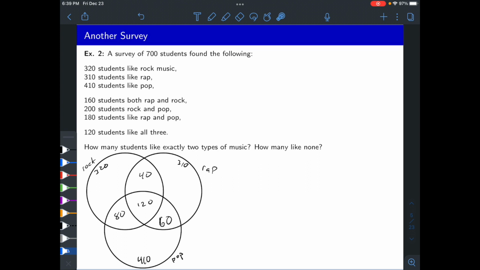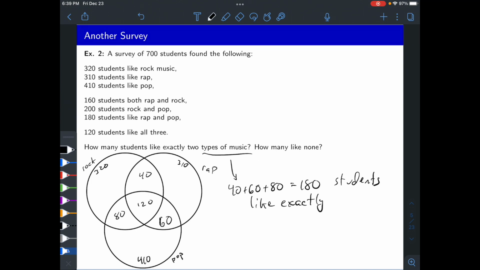We're now ready to answer this. These people like exactly two. These people like exactly two. These people like exactly two. These people like three. These people like one, one, one. So we'll just do the circled ones. So we'll do 40 plus 60 plus 80, which is equal to 180 students like exactly two types of music.